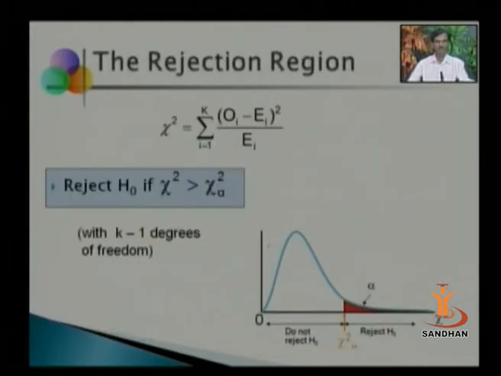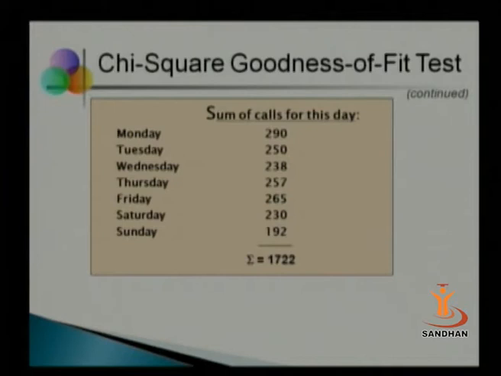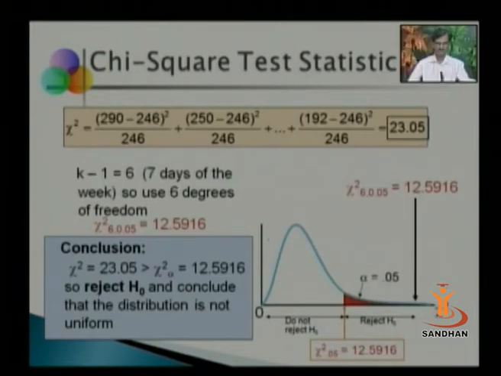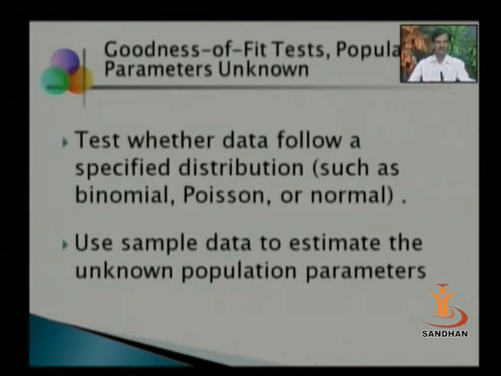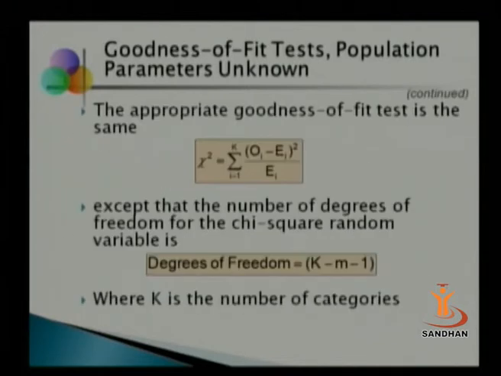That means if you observe this data, the calls are not uniformly distributed over the days of the week. So this is one application of chi-square, that is test of goodness of fit. But many times the distribution involves some parameters. So chi-square test for goodness of fit is also used for testing the various distributions, that is binomial, Poisson or normal. Now let us take one example.